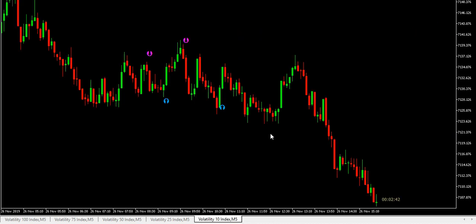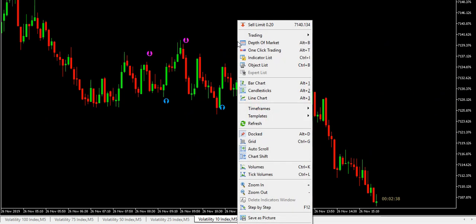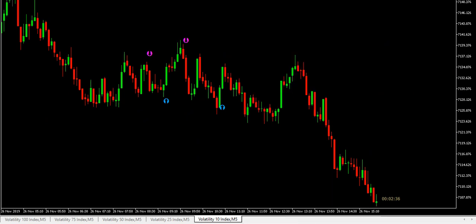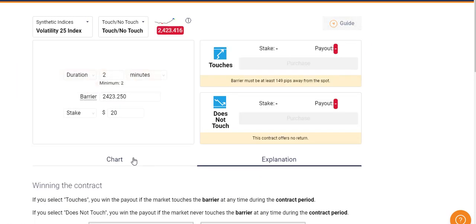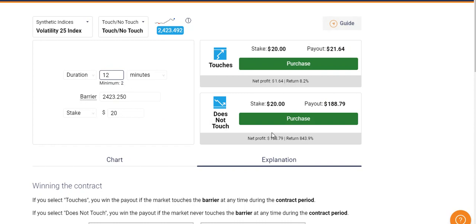By the way, I will be releasing a new one. This one will be trading two candles expiry. One thing you will notice is that if I increase the period of expiry, I get higher profits. Let's see. If I make it 12, I'm now given, look at the percentage. I know this is old price.